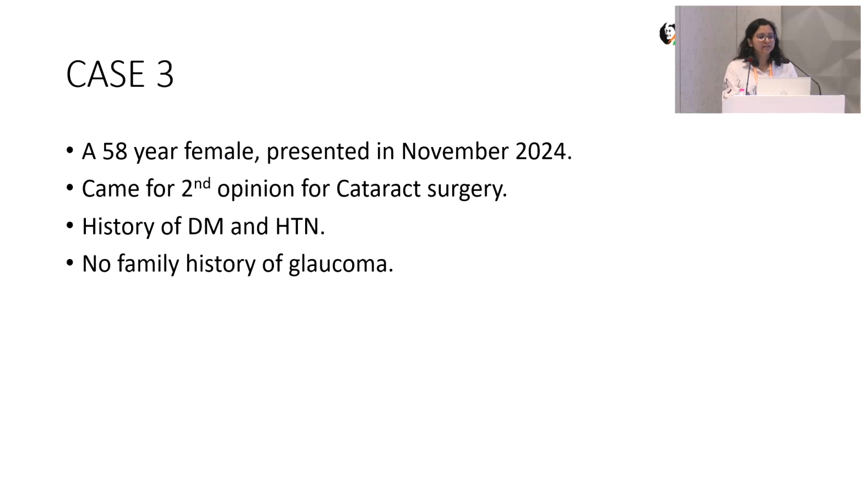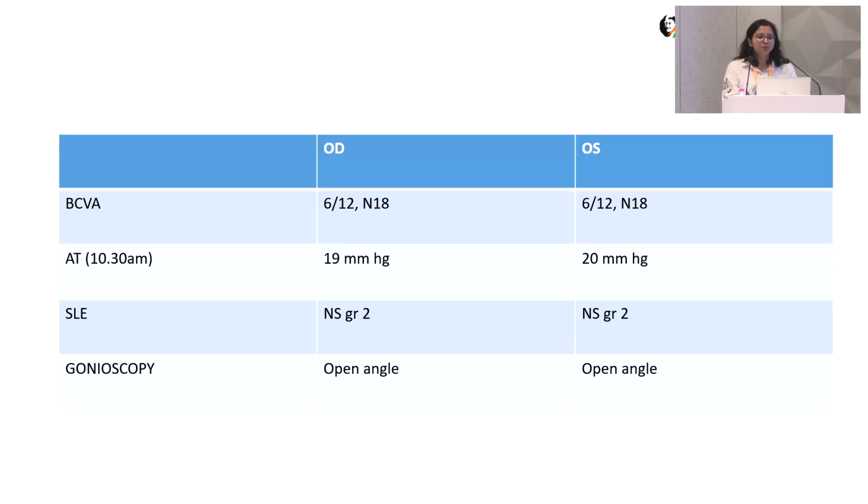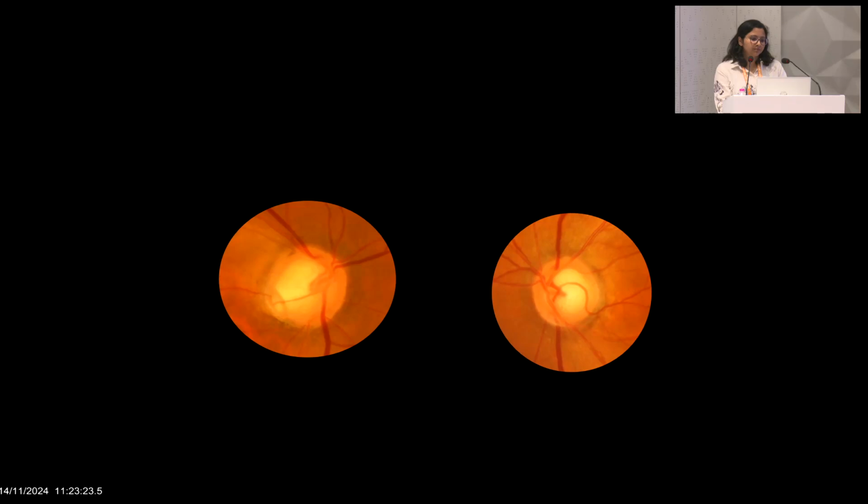So my third case is a 58-year-old female who had come to us for second opinion of cataract surgery. She was both diabetic and hypertensive, and there was no family history of glaucoma. Best corrected visual acuity was 6/12 and N18 in both eyes. Applanation tonometry adjusted for corneal thickness was 19 millimeter of mercury and 20 millimeter of mercury. On slit lamp examination, both eyes had immature senile cataract of NS grade 2, and on gonioscopy, both eye angles were open. This is an undilated photo.